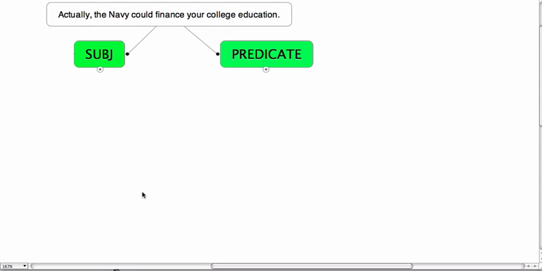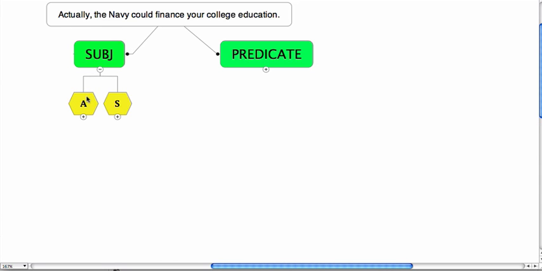If we do this first divide, subject and predicate, then this first divide is here at "could." That's where the predicate begins. And we have the subject going from the beginning up until the finite verb. So what do we have here then? In the subject part, "actually, the Navy," we have two things.